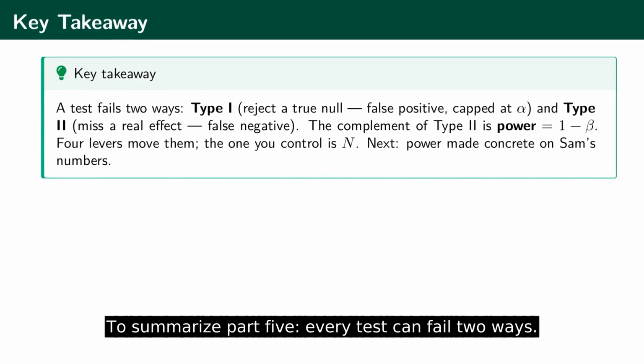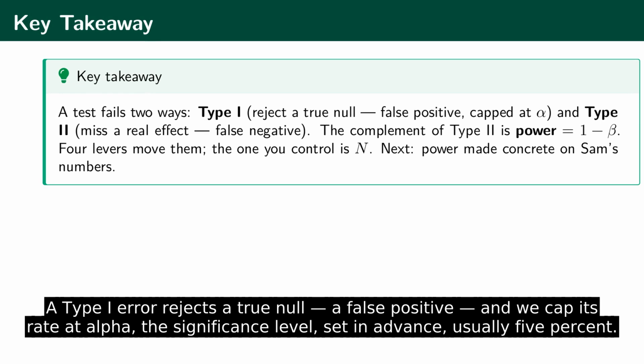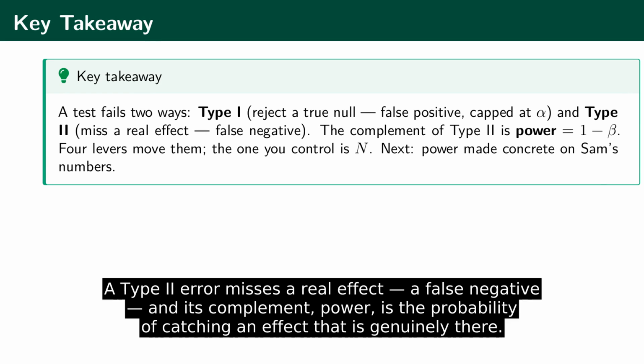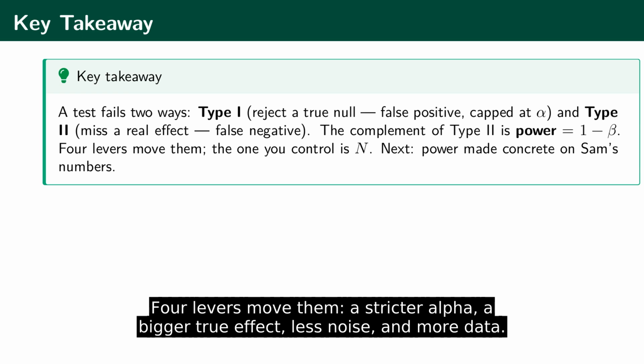To summarize Part 5, every test can fail two ways. A type 1 error rejects a true null, a false positive, and we cap its rate at alpha, the significance level set in advance, usually 5%. A type 2 error misses a real effect, a false negative, and its complement, power, is the probability of catching an effect that is genuinely there. The two trade off against each other. You cannot crush both to 0 with fixed data. 4 levers move them: a stricter alpha, a bigger true effect, less noise, and more data.